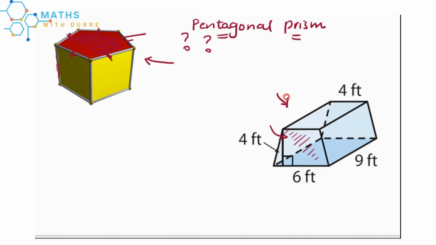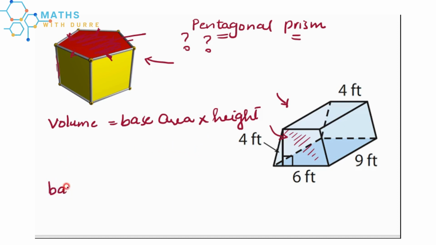Trapezium. So how can we calculate the volume of this prism? As we know, to calculate the volume of a prism, we need to know the base area of the shape and its height. So how can we calculate it? We need to identify the base shape. What is the base shape? That is a trapezium basically.